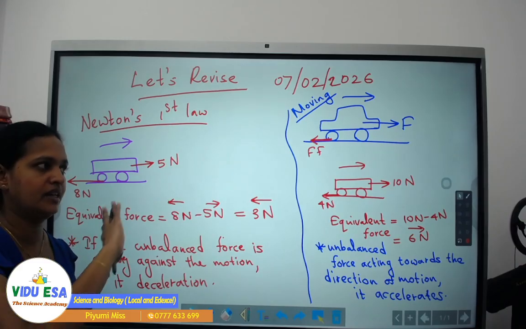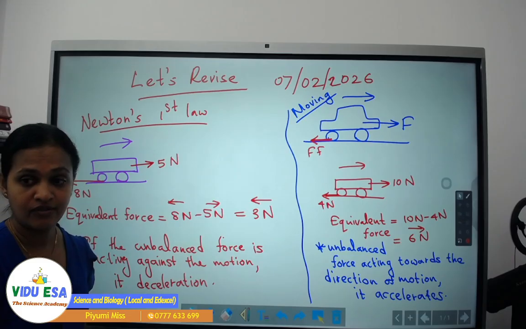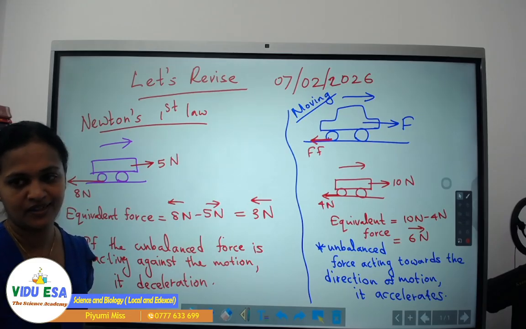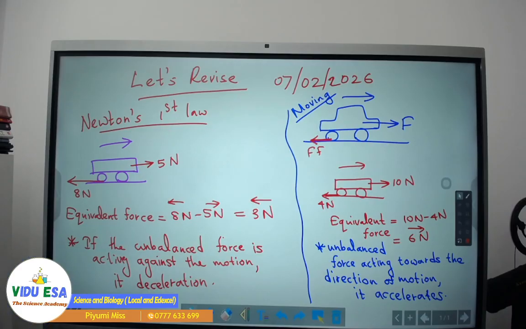So if you are given an incident like this and asked which law of Newton is applied here, you have to say that it is the first law of motion. If you are asked to write it in words, you have to say: if there is no unbalanced force acting on an object, the objects at rest will remain at rest. The objects which are moving will continue to move in a uniform velocity. That is what you have to say.